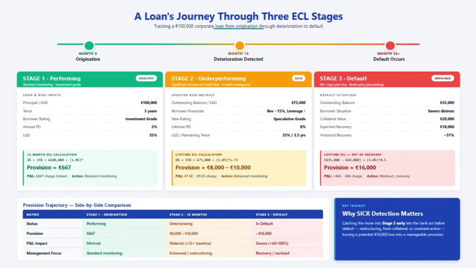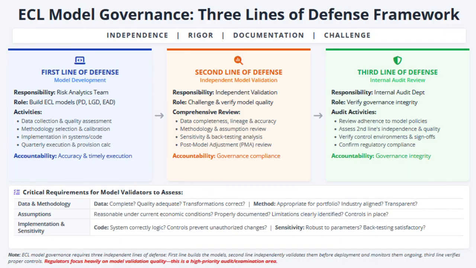And this flow through stages isn't deterministic. Loans can move backward too. It's not just stage 1 to 3. No, it can be from 2 to 1 as well. Now, this creates the right economic incentives for banks to manage and improve the credit quality.